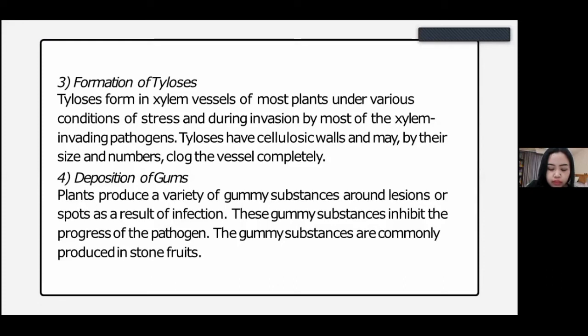Third, formation of tyloses. Tyloses form in xylem vessels of most plants under various conditions of stress and during invasion by most of the xylem-invading pathogens. Tyloses have cellulosic walls and may, by their size and numbers, clog the vessel completely. Fourth, deposition of gums. Plants produce a variety of gummy substances around a lesion or spot as a result of infection. These gummy substances inhibit the progress of the pathogen. The gummy substances are commonly produced in stone fruit.